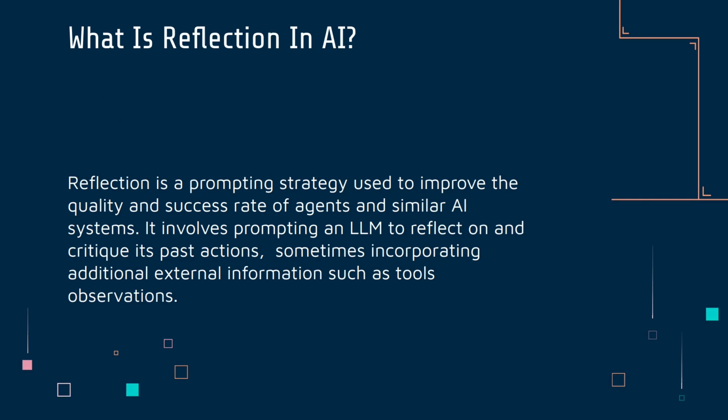And if you take the same concept and apply it in AI systems, this is where we get reflection agents. So reflection is just a prompting strategy used to improve the quality and success rate of agents and similar AI systems. It involves prompting an LLM to reflect and critique its past actions, sometimes incorporating additional external information such as tools and other things like that. So basically, you're just having an AI critique its own actions, improve on the suggested critiques, and try to address those criticisms that it drew from its own past actions. That's basically what reflection is in an AI system.